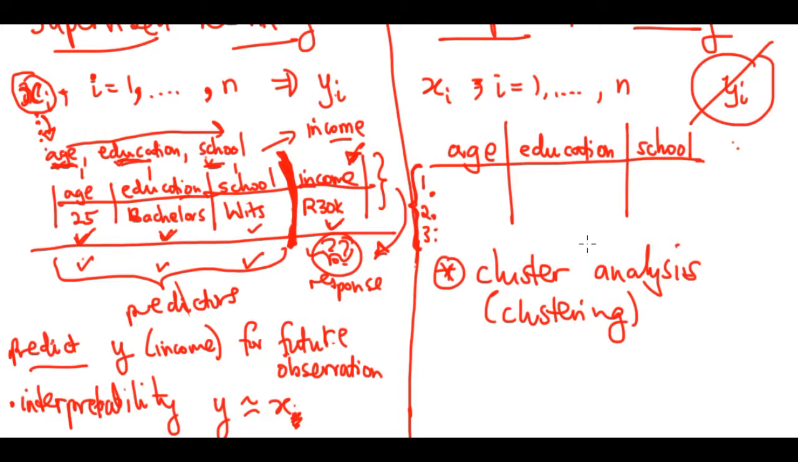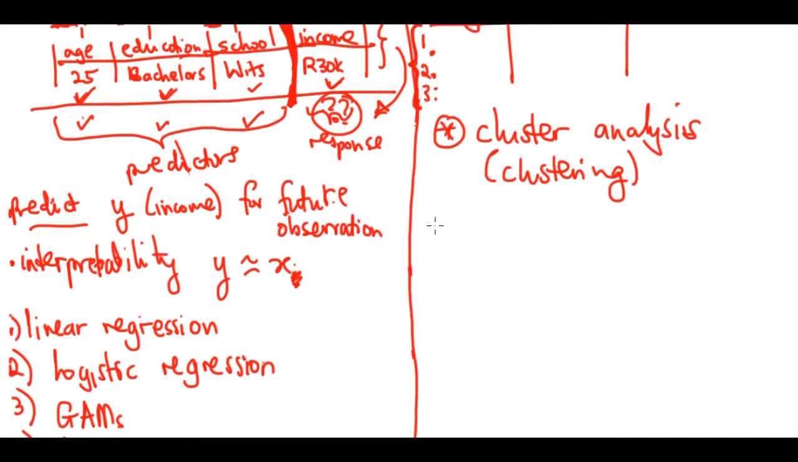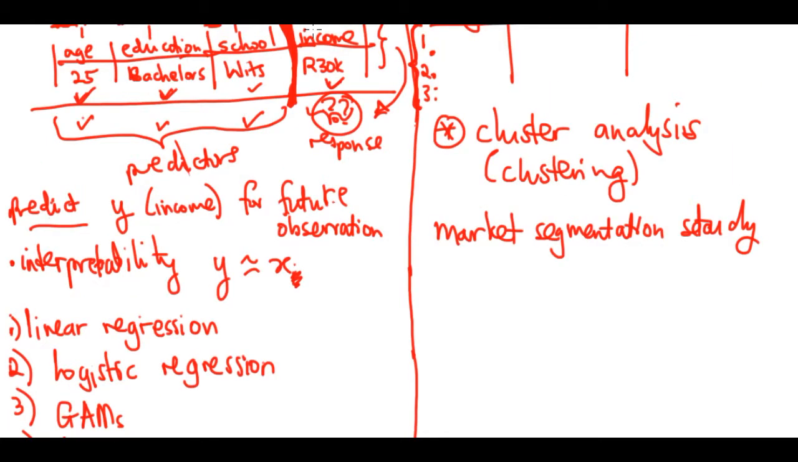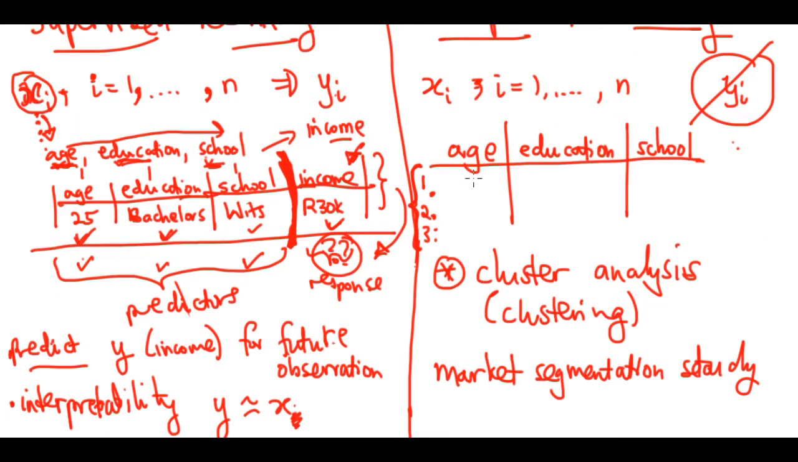Let's give an example. For example, let's say we are doing a market segmentation study. A company might be saying, okay, we have observed multiple characteristics or variables for potential customers. Let's say we observed their age, education, and school. Then for another person, we observed their age, education, and school. Another person, age, education, and school in our study or survey, whatever it is, right?